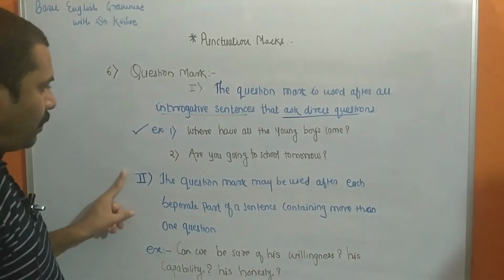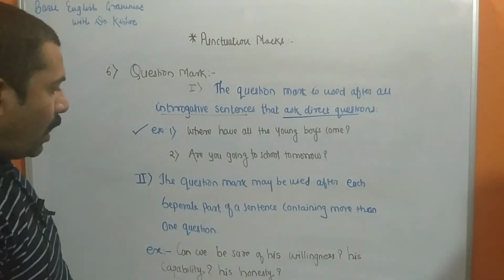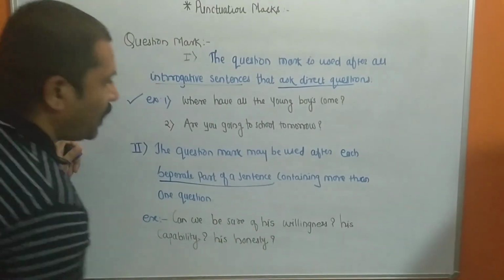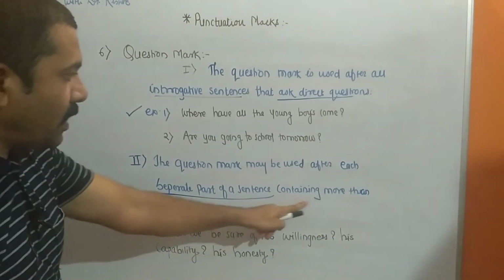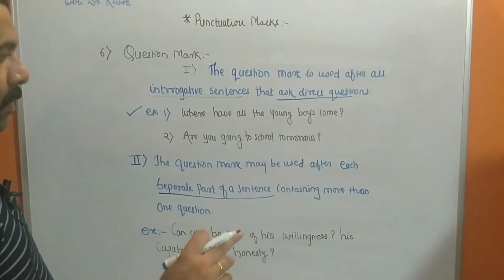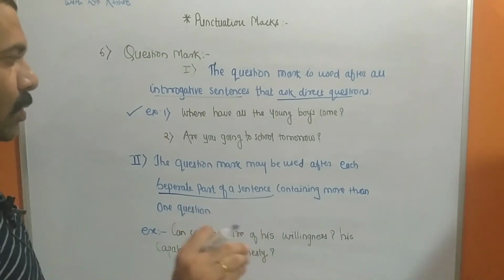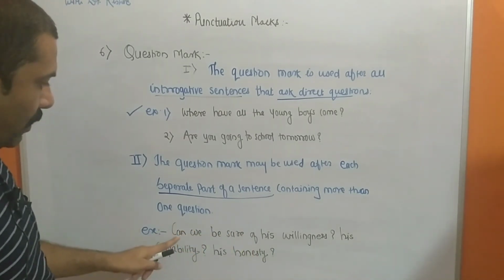Now the second use of the question mark is, the question mark may be used after each separate part of the sentence. When you write separate parts of a sentence containing more than one question, we use a question mark for each separate question. Now see the example.